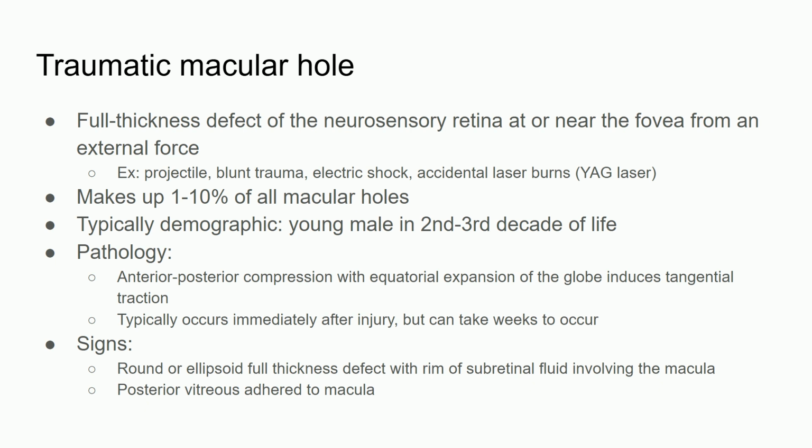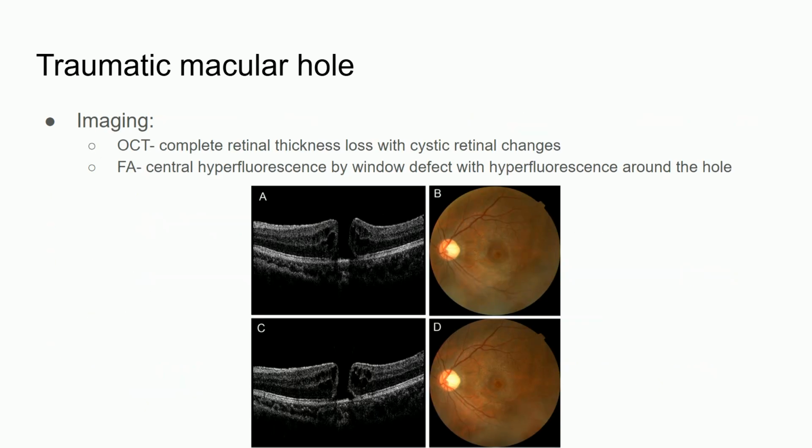Signs: a round or ellipsoid full-thickness defect with a rim of subretinal fluid involving the macula. On imaging, you can see a complete retinal thickness loss with cystic retinal changes. And on FA, you can see some central hyperfluorescence with window defect. Here's a good example of an OCT. There's a full-thickness macular hole. And here's a fundus photo.